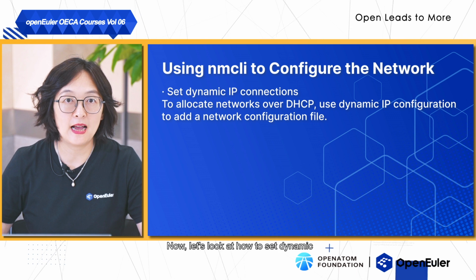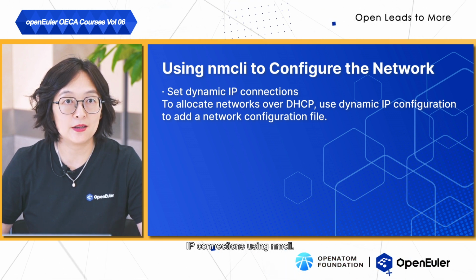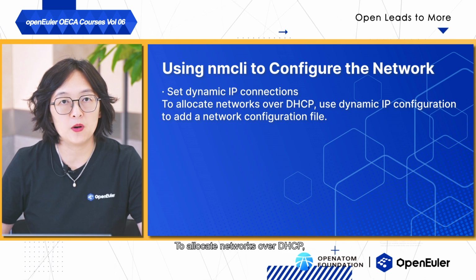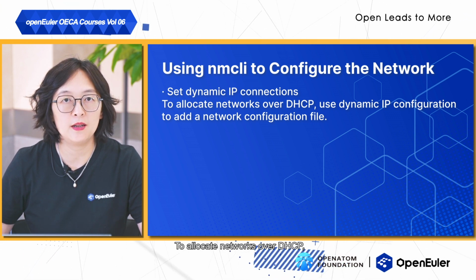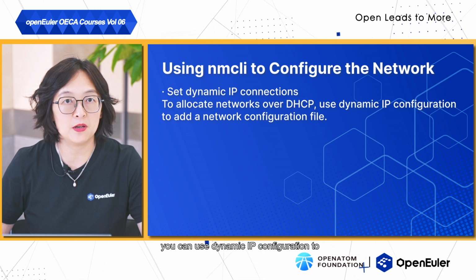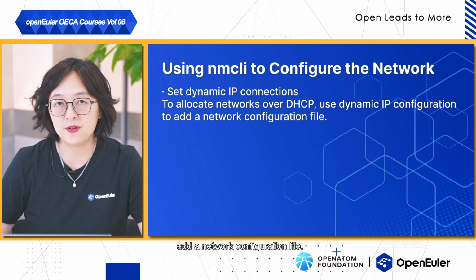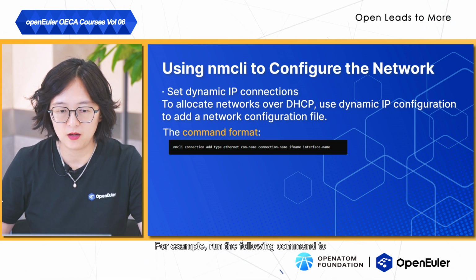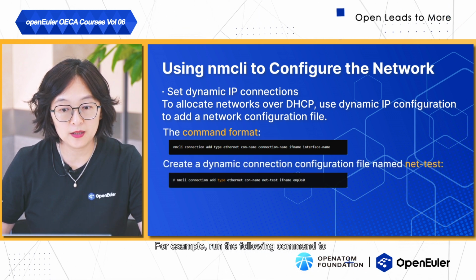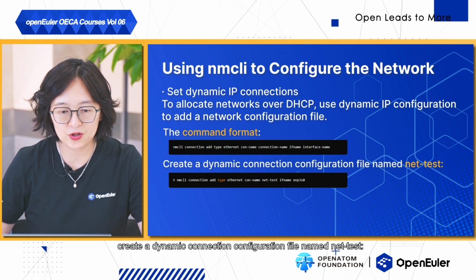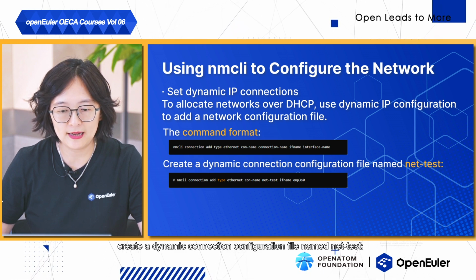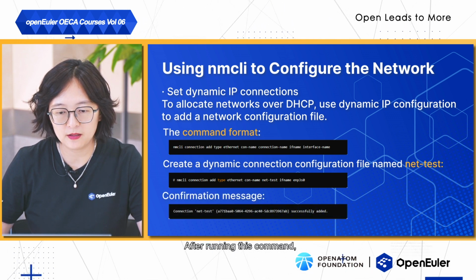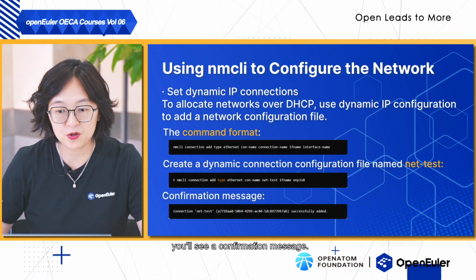Now let's look at how to set dynamic IP connections using CLI. To allocate networks over DHCP, you can use dynamic IP configuration to add a network configuration file. The following is the command format. For example, run the following command to create a dynamic connection configuration file named nettest. After running this command, you will see a confirmation message.